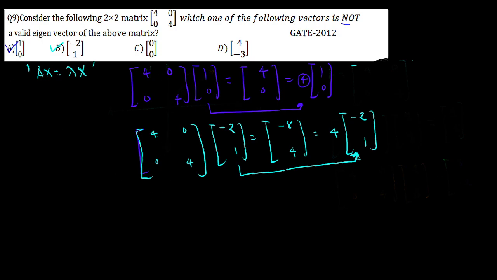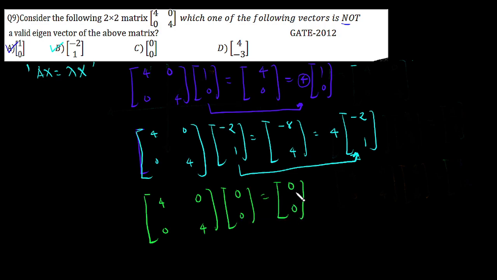Now let's move to option C. Option C has 0 0 entry in this vector form. So it is so simple. We are again getting 0 0 because the vector here is 0. If this is the case, then we can say 0 0 is an eigenvector for any matrix.